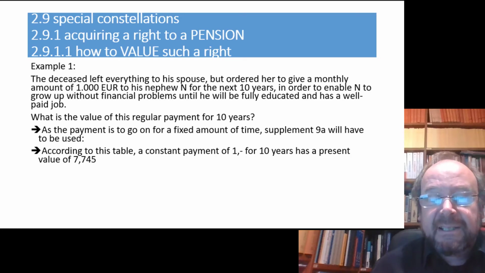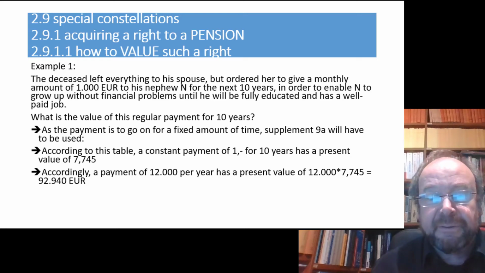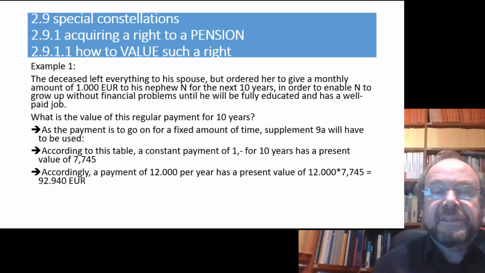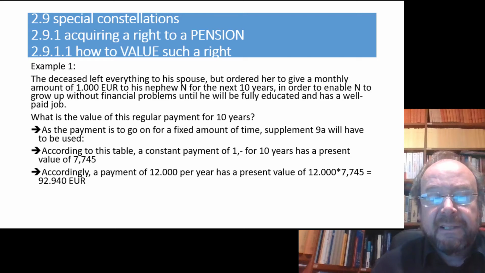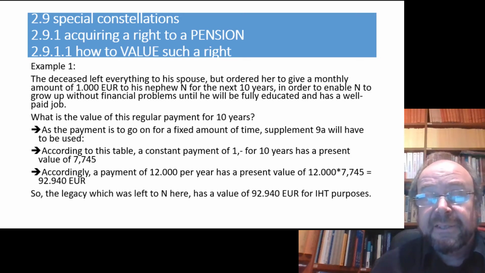7.745, and if we apply that to the annual amount, which is received, 12,000 euro, then receiving 12,000 euro for 10 years has a present value under an interest rate of 5.5% of 92,940. So the legacy, which the deceased left to N, has a tax value of 92,940 for purposes of inheritance tax. This is great now.